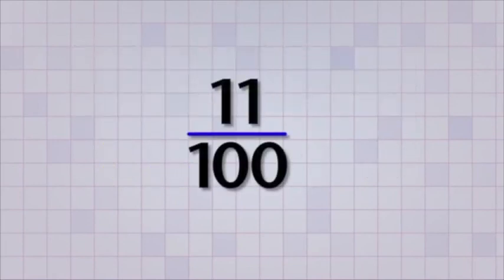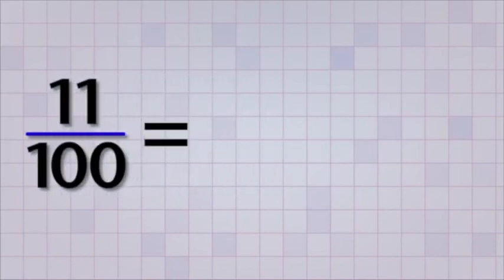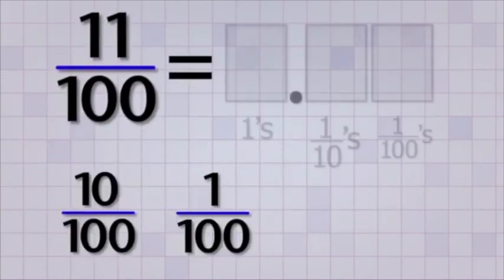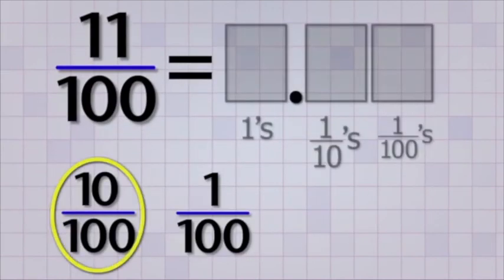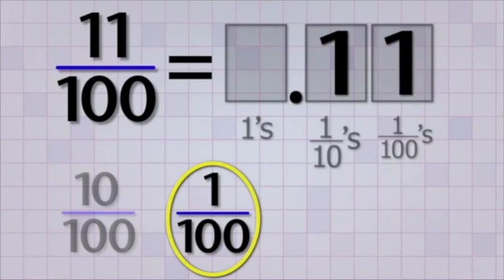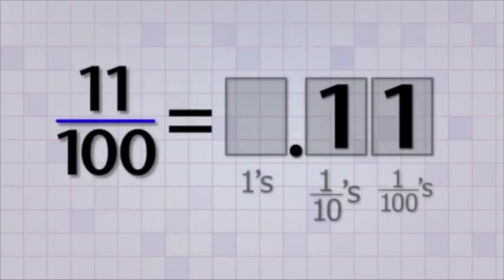Now the next fraction after 10 over 100 is 11 over 100. Now if you think about it, you'll see that 11 hundredths is really just a combination of 10 hundredths and 1 hundredth. Knowing that will help us write it as a decimal. Because a group of 10 hundredths is equal to 1 tenth, we put a 1 in the tenths place. And we still have that 1 hundredth left over, so we put a 1 in the hundredths place. There, 11 over 100 is just 0.11 as a decimal.